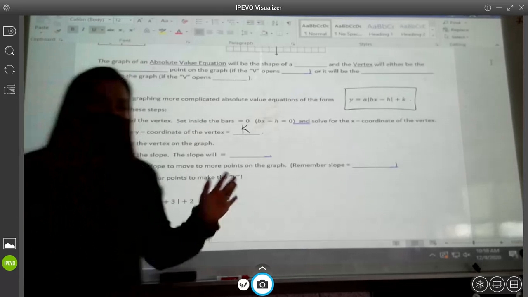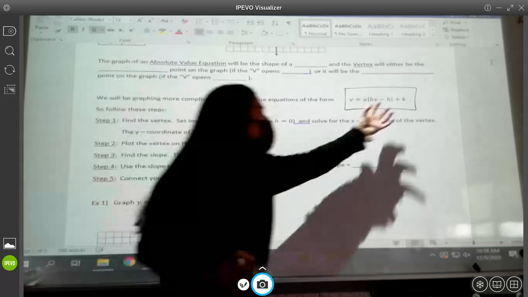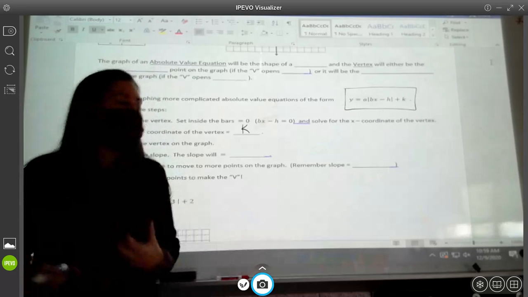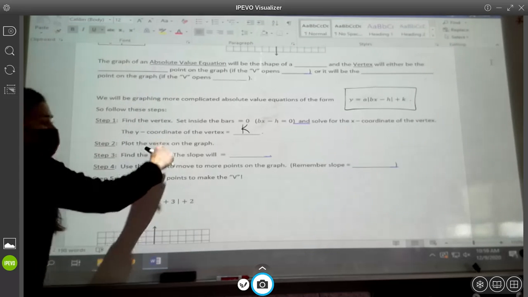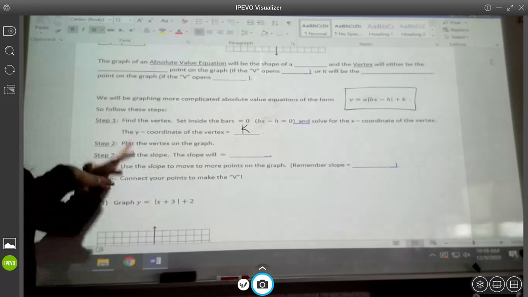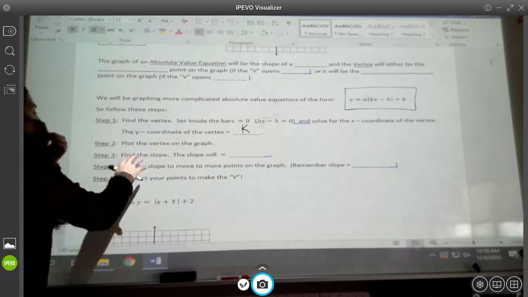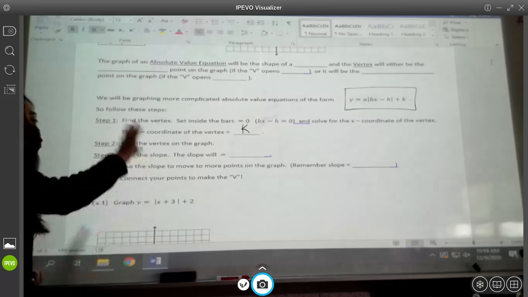Okay, then you're going to plot your vertex. Once you start getting points, guys, put them right on your graph. Don't wait. Then you're going to use your slope to move to the other points. But first you have to find your slope.